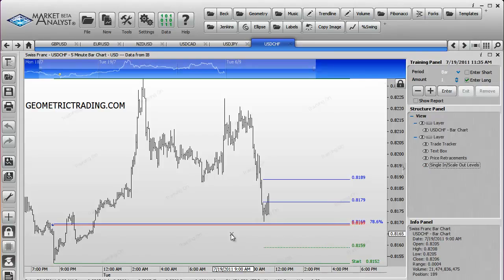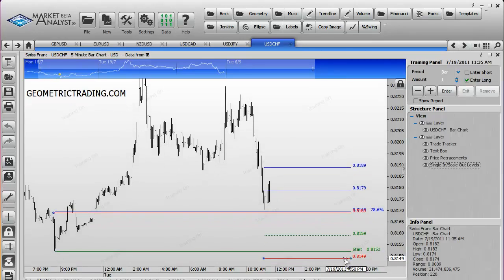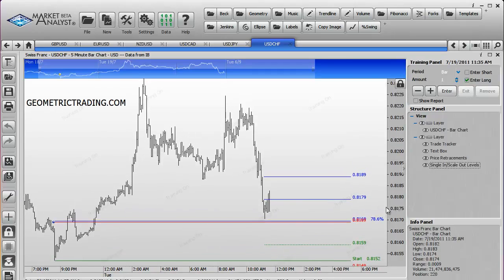Okay, so that's what I've done here. Our first level here is our entry point. And over here is our initial stop loss right here at 81.49. Once we've identified our risk on this trade, what we can do is set profit targets. Here's our first profit target, which is 50% of our initial risk, and our second profit target, which is equal to our initial risk. So what I'll do here is add some bars.